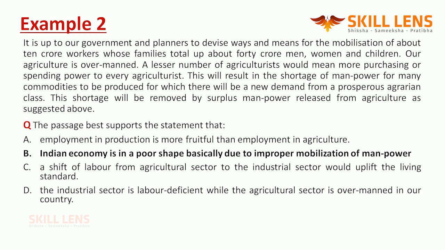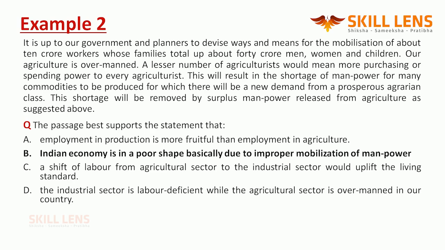Right? We'll look at option A. Option A says employment in production is more fruitful than employment in agriculture. We can eliminate this option because there is nowhere in the paragraph that this information gets mentioned. Nowhere in the paragraph does it tell us that employing in agriculture is not fruitful. It also does not say that employment in any production field is prosperous. So we can eliminate option A.